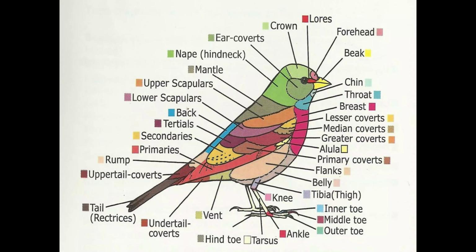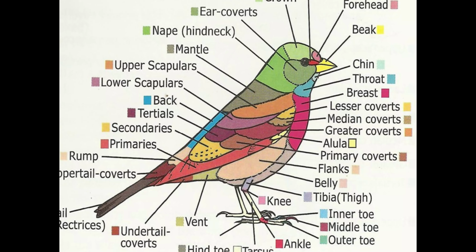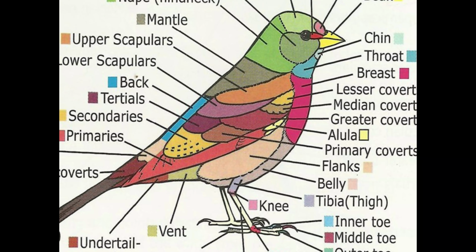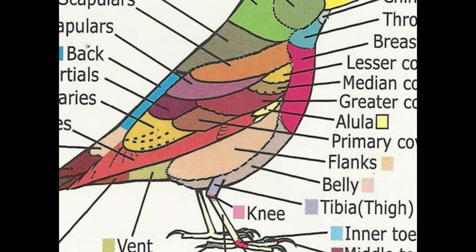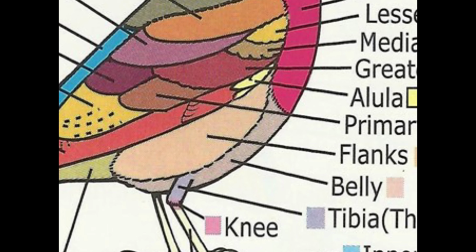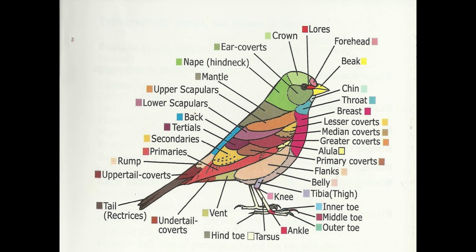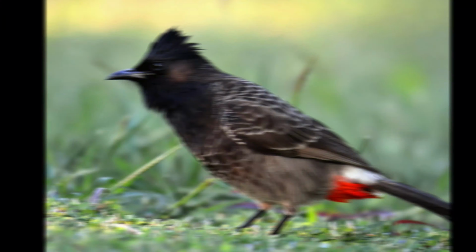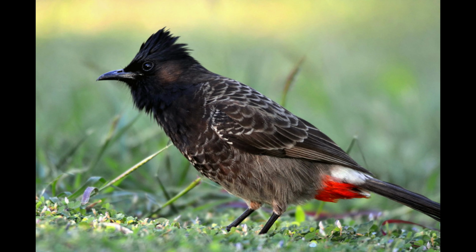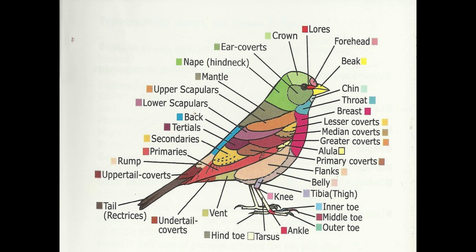The next portion is the flank, the sides of the body of the bird between the margins of the wings and the sides of the belly. The next part is the thigh, the joining portion of the leg to the body. The next is the vent, the feathers in the region of the cloaca. For example, we can see the red-colored portion of the red-vented bulbul. The final part is the undertail covers. The detailed structure of feet and undertail will be studied in the following sessions.